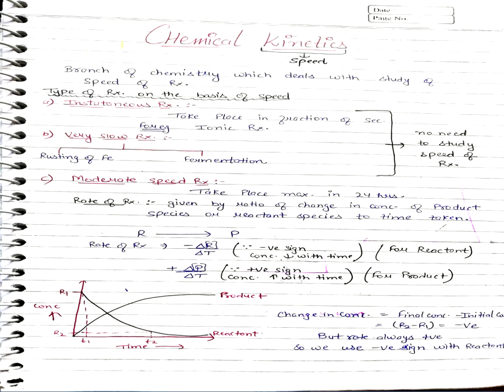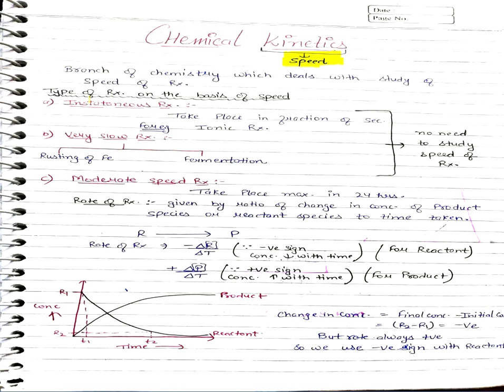First, what do you mean by chemical kinetics? Chemical kinetics is a branch of physical chemistry that deals with the speed of the reaction. The speed of the reaction, how the reaction is taking place, is it feasible or not? We will learn about this in chemical kinetics.